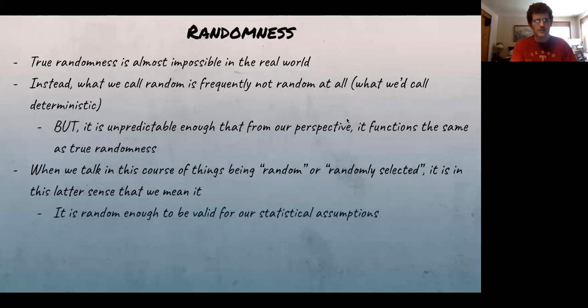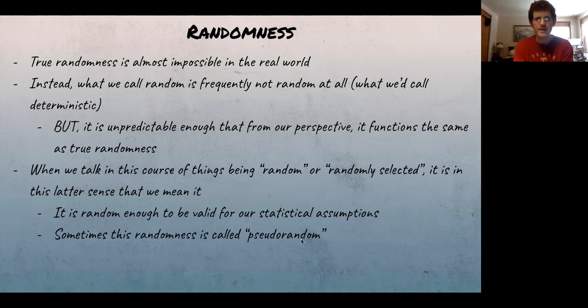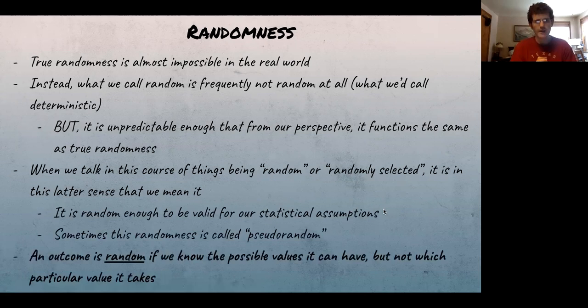So the kind of randomness that we use is referred to as pseudo-random. I'm going to show you some things you can do in your calculator for randomness, and even that is pseudo-random. So an outcome is random if we know all the possible values it could have, but not the particular value it's going to take. If you were picking a lottery ball, or a bingo ball from one of those cages, you know that it's going to be some kind of a coordinate for the bingo card, but you don't know which one you're going to pick.